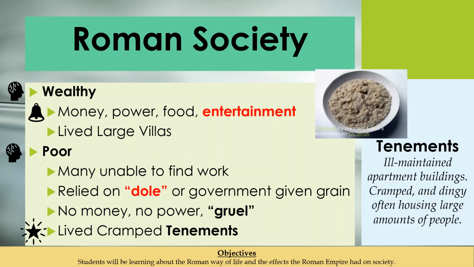In comparison, the mass majority of society were very poor. Many of them, especially if they weren't citizens, were unable to find work or couldn't keep work for long. It mostly was seasonal work, and when the season ended, the work ended. They relied on a concept called a dole, or a government-given grain. So the government would give out certain amounts of grain, or dole out grain. This resulted in many people not having money or power, and they often ate a food made out of that dole called gruel, which looks like the image you see on the screen.